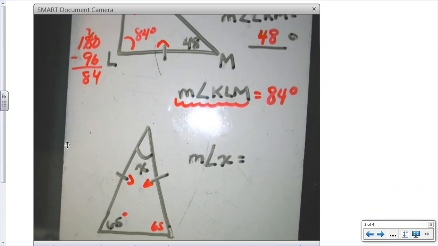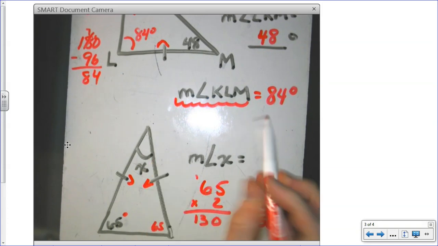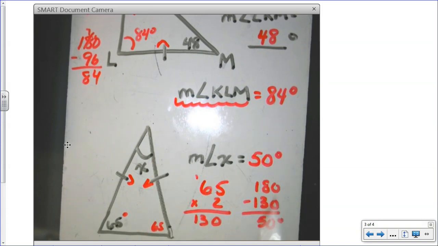Now I get to figure out what angle x is. So 65 times 2, 130, 180 degrees in a triangle, minus 130 degrees so far, gives me 50 degrees for angle x. So we have 50 degrees up top. All right, that's looking really good so far.